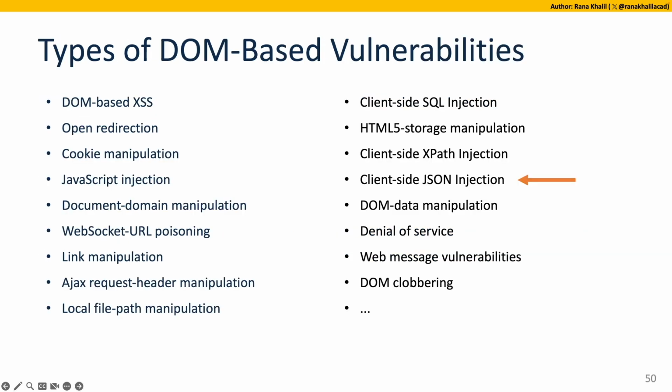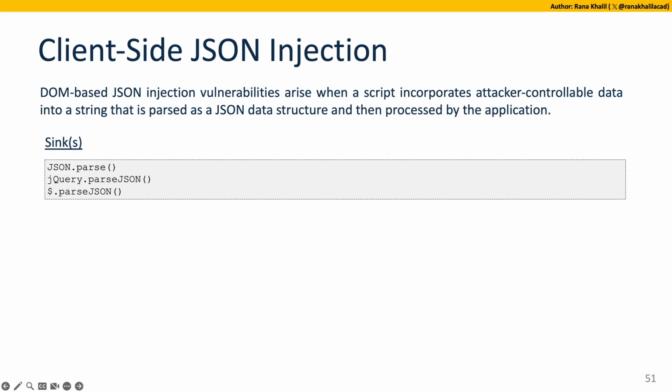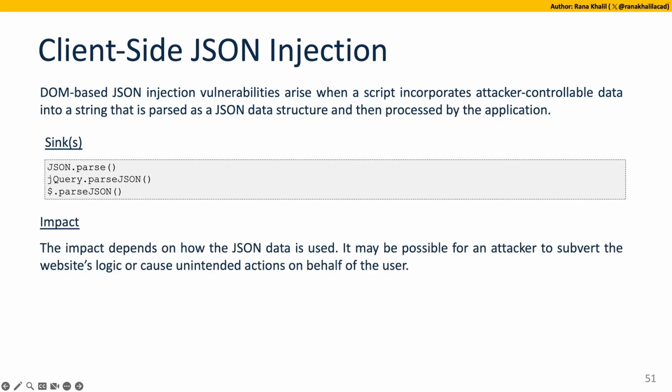Moving on to client-side JSON injection. This is really similar to XPath injection with the exception that our attacker-controllable data is getting inputted and parsed as a JSON data structure and then processed by the application.